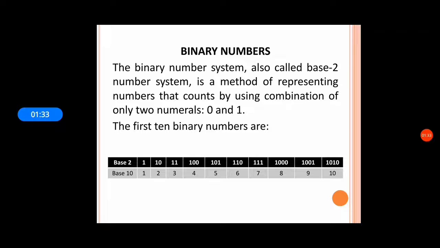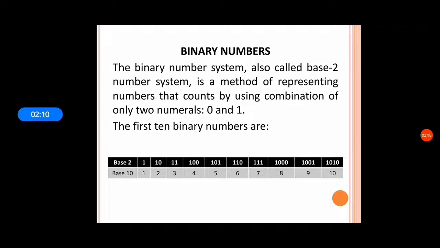So we have binary numbers. The binary number system, also called the base 2 number system, is a method of representing numbers that counts by using a combination of two numerals, that is 0 and 1. Our binary number comprises only two numbers, which are 0 and 1. So in binary you cannot see any number that exceeds 1 or goes below 0. It has only two distinct digits, which are 0 and 1.